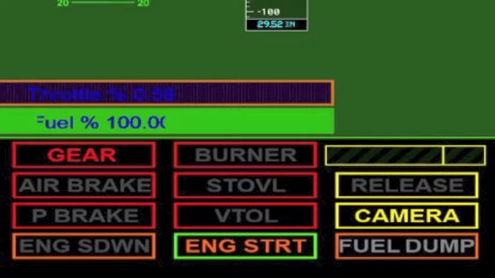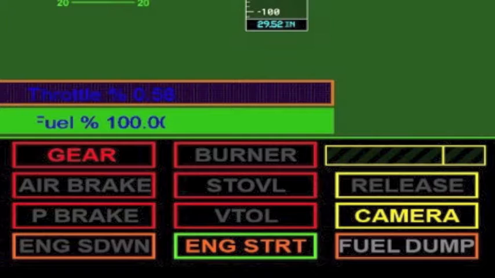Below that is VTOL. That's vertical takeoff and landing. That's when the aircraft is directly capable of lifting straight off of the ground and landing straight down onto the ground. You will also need to use this function to execute some tasks during our missions.